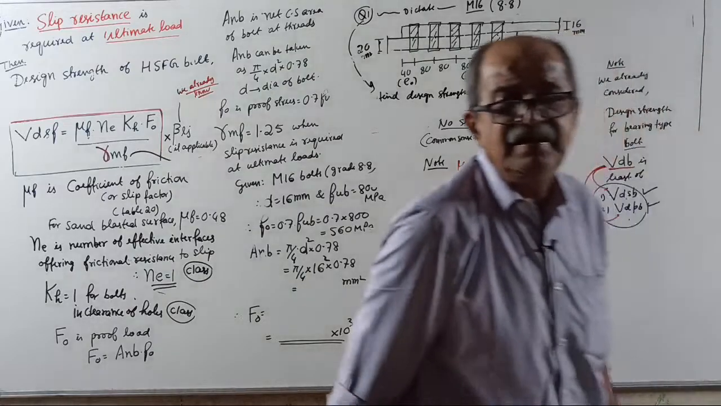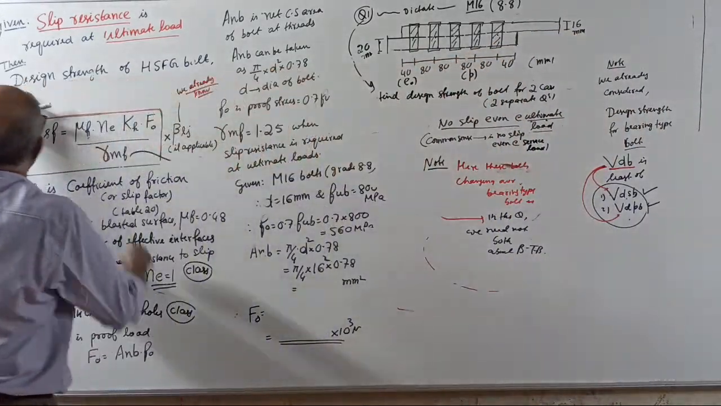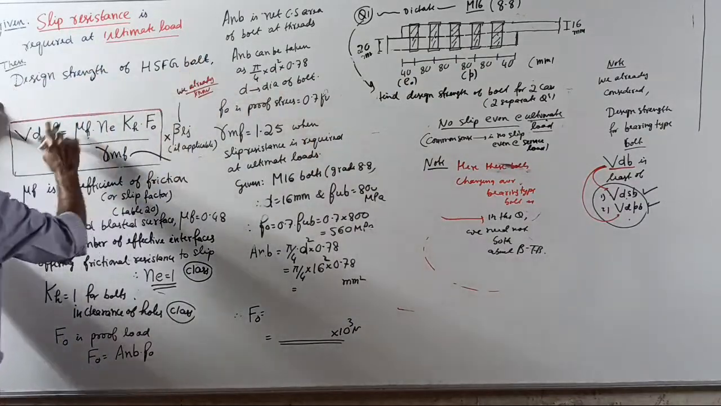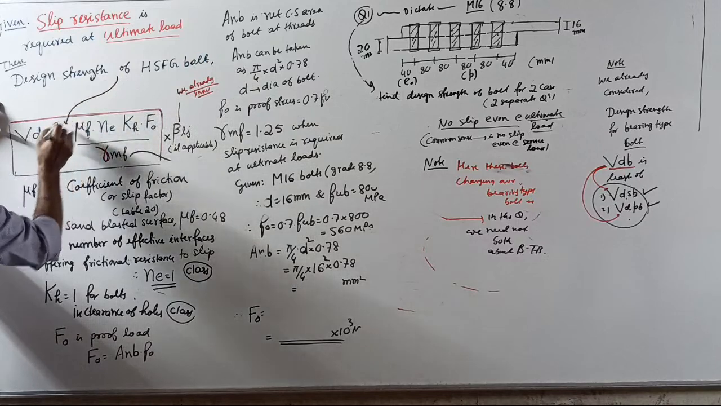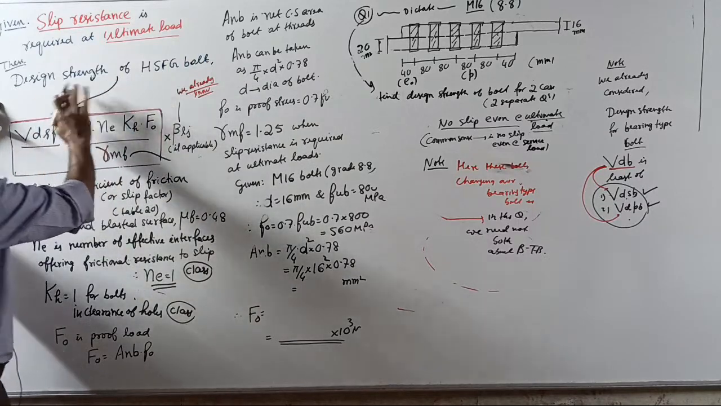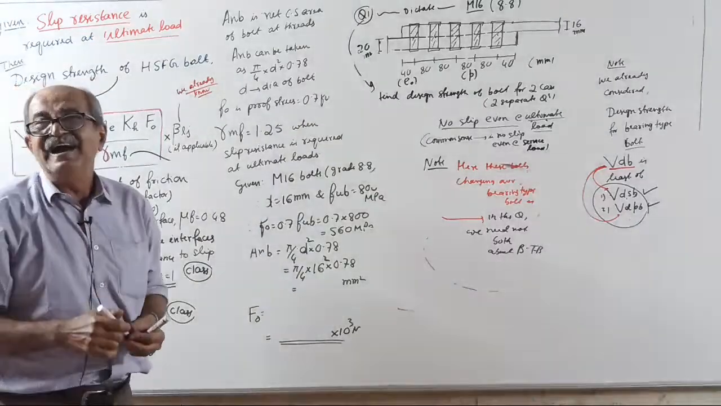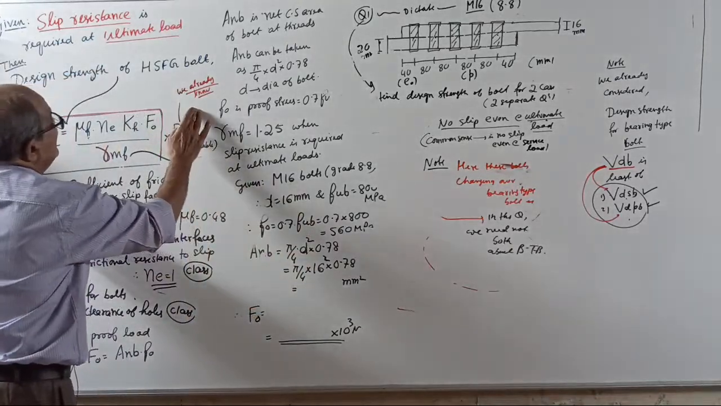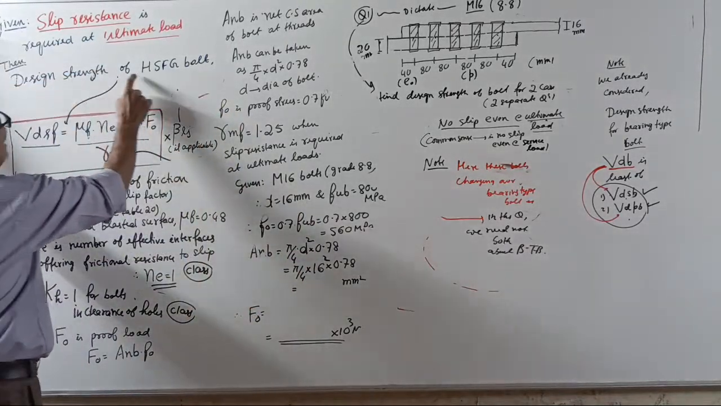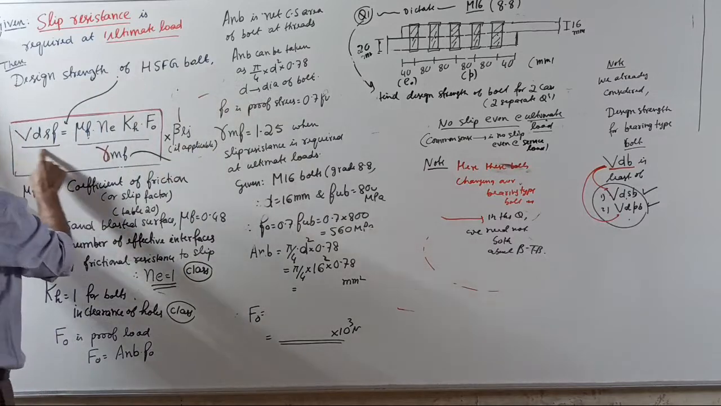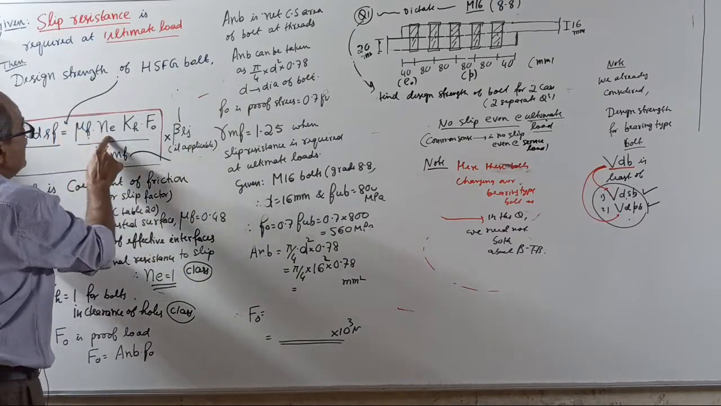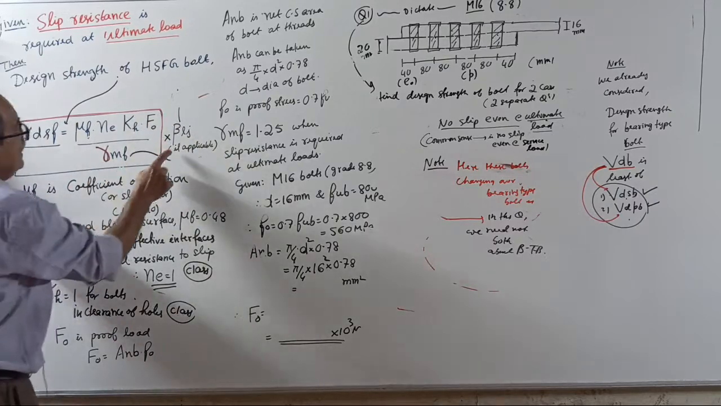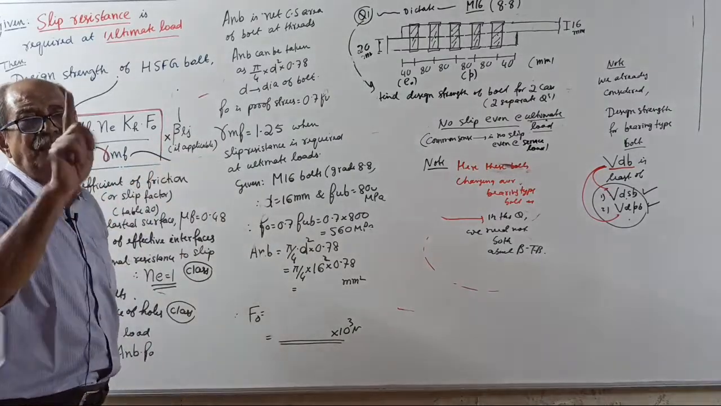Clear. Okay. In that case, the design strength of HSFG bolt, that is called V_dsf. Why this space is left, I will tell you later. For the second type, I want space. Right now, no space. Design strength of HSFG bolt, that is V_dsf, equals mu_f n_e K_h F_o by gamma_mf, into 1 by 1, into beta_lj if applicable.